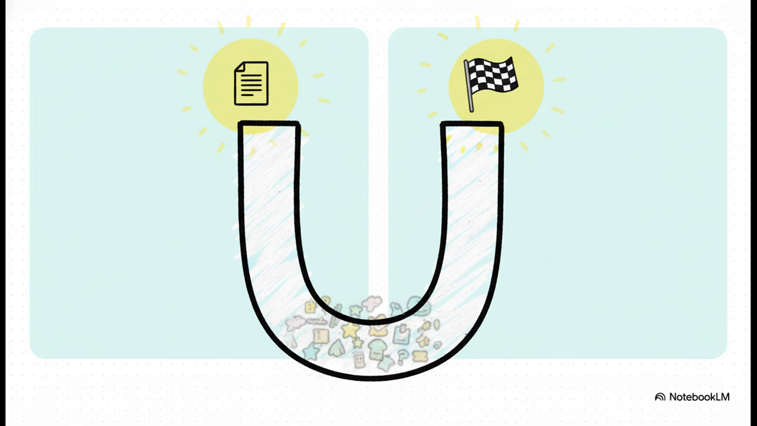Now, this U-shape is actually caused by two cognitive biases that seem to be baked right into the models. On one side, you've got primacy bias. That's our tendency to remember the first thing we see. And on the other side, you've got recency bias, the tendency to remember the last thing you see. Everything else, all that stuff in between, is basically in a danger zone.